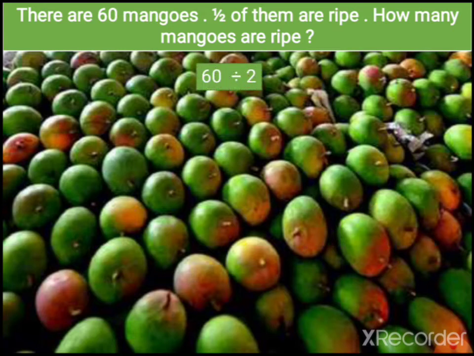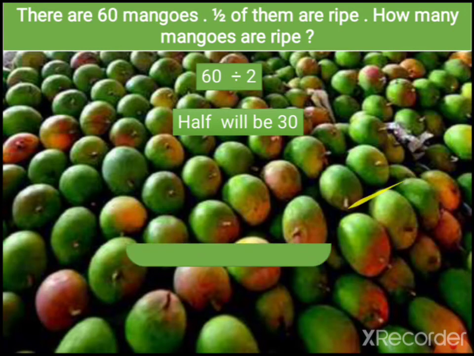From 60 mangoes, what we will do? We will divide the whole mangoes so we can find the ripe mangoes. Half will be 30. How do I know? Because the table is so easy. 2 into 3, it is 6. So we will simply add the 0 and 60 divided by 2 will be 30.